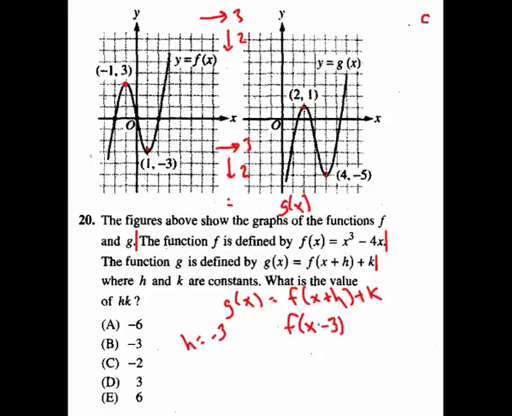And then the vertical translation, the k, is exactly what you see. So it went down 2, so k will be -2. Okay, next phrase, where h and k are constants. Great. What is the value of hk? Well, hk is the same thing as -3 times -2, which equals +6. The answer here is E.